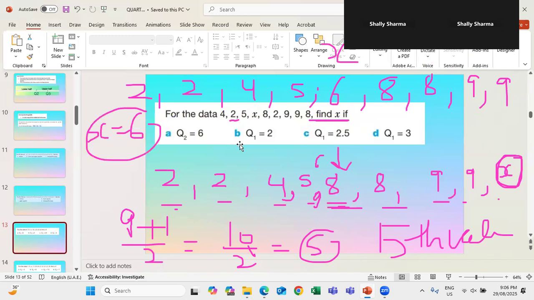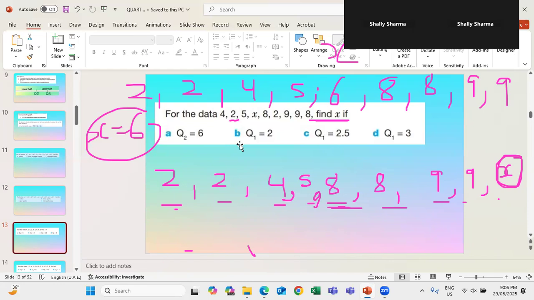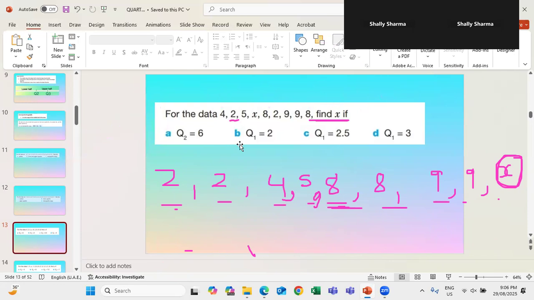In the same way, now Q1. Every time you have to write the data. So again, I will consider that x is at the end and we have to decide what it is. I'm going to use the same strategy here. Now it is Q1.